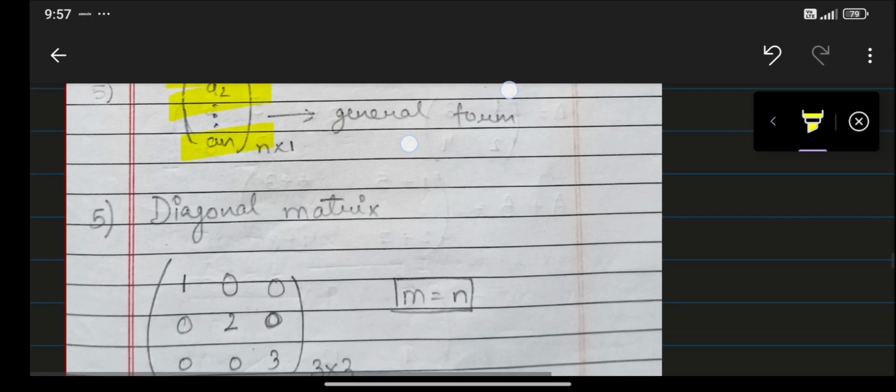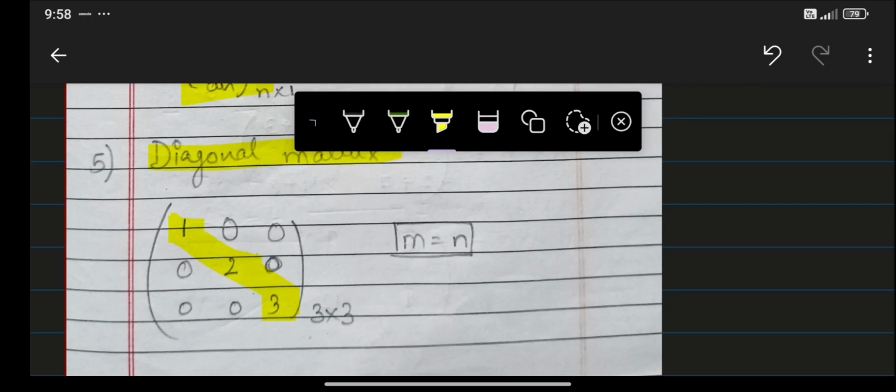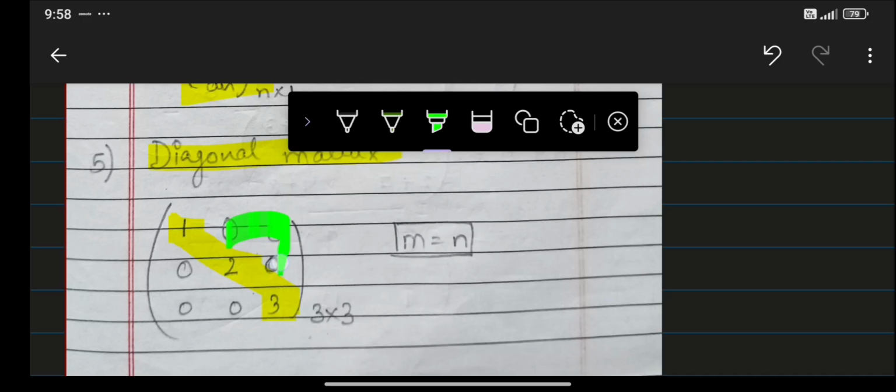So moving on with our discussion of types of matrices, here we have a fifth matrix which is called the diagonal matrix. So a diagonal matrix is a matrix in which all the elements in the principal leading diagonal, this is called the principal leading diagonal, are non-zero, and all the other elements are 0, right? So all other elements are 0. These elements are 0, right?